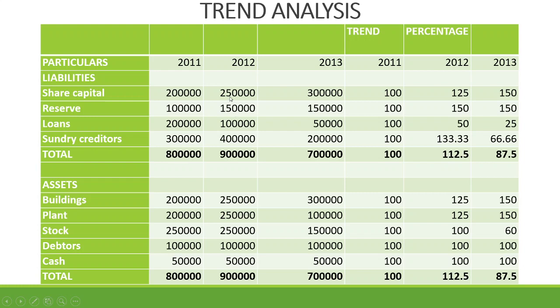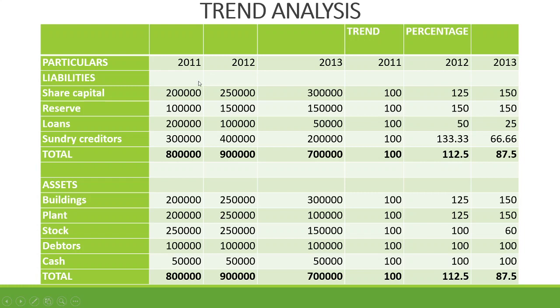And for 2012, 2 lakh 50,000, 1 lakh 50,000, 1 lakh, 4 lakh and the total is 9 lakh. And again for the next year 2013, 3 lakh, 1 lakh 50,000, 50,000, 2 lakh and 7 lakh. Similarly, assets for all the years and the total 8 lakhs, 9 lakhs and 7 lakhs. Now the process of determination of the trend percentage.